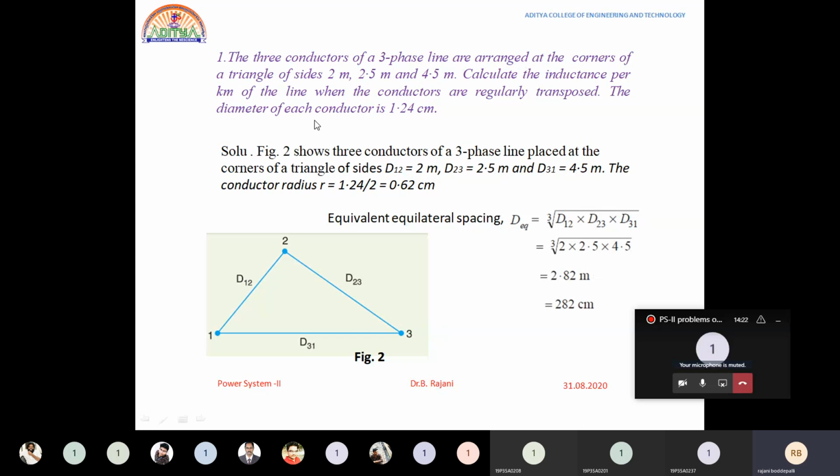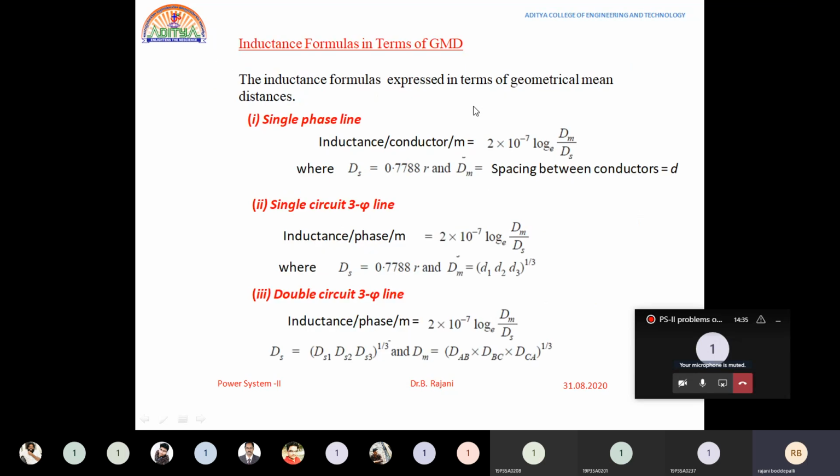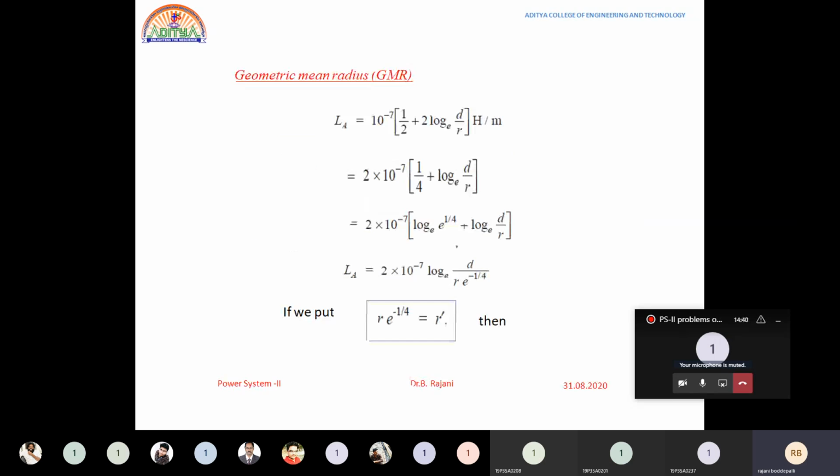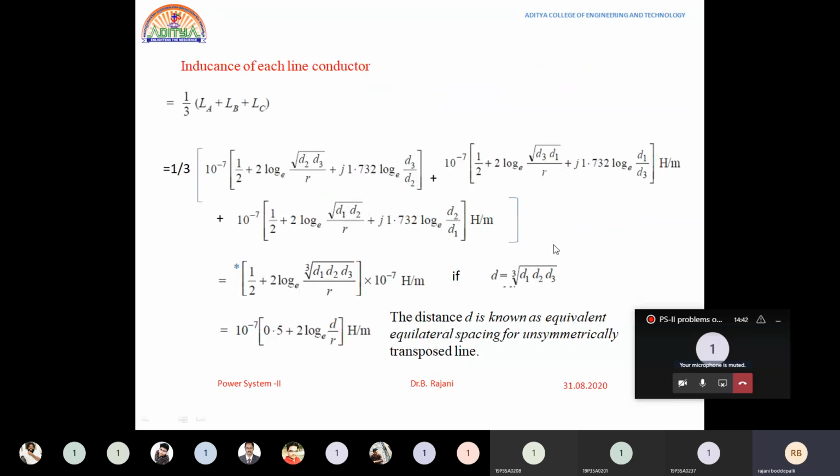The diameter of each conductor is given as 1.24 centimeters. Whenever the conductors are regularly transposed, we have derived the formula. I'll show this once again in the previous slides. Here the distance D is known as the equilateral spacing for an unsymmetrical transposed line. Whenever the conductors are transposed, this would be the formula for it.